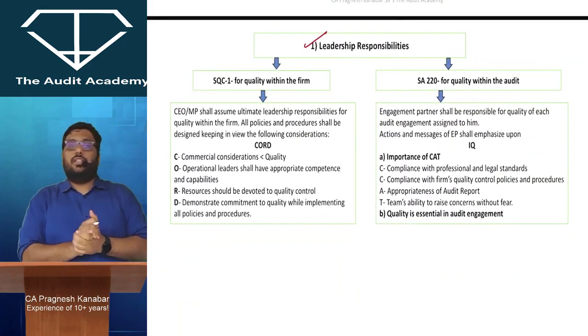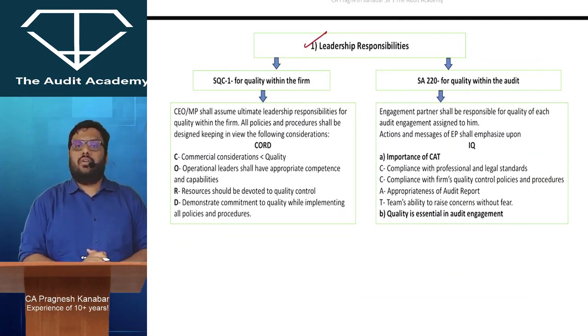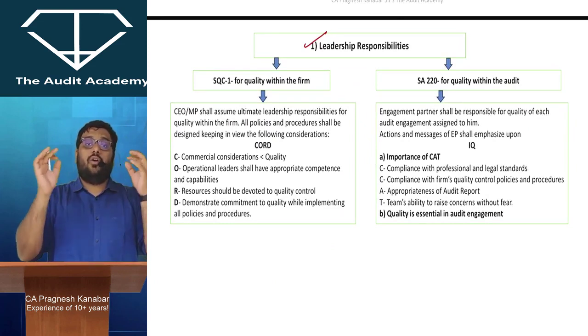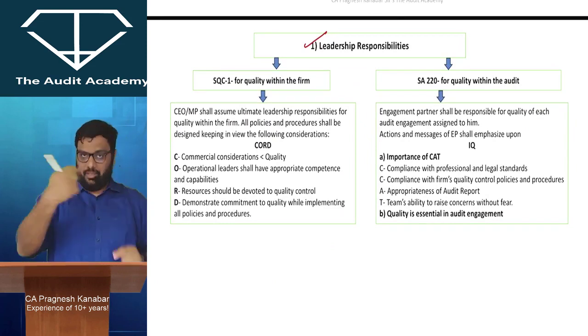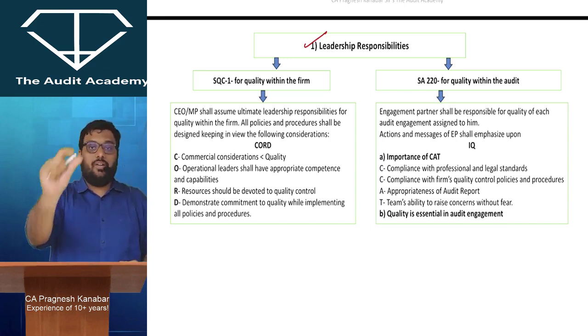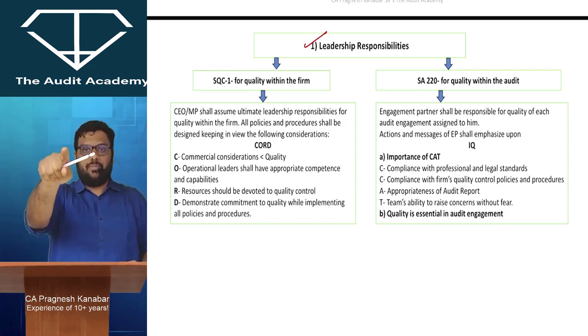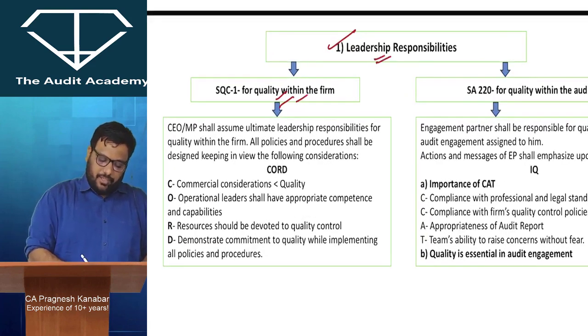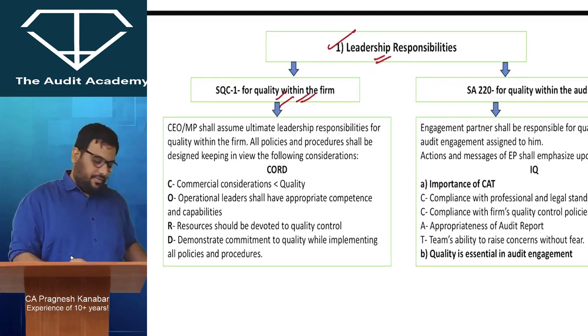First, the very first element that comes on your screen is leadership responsibility. Who will be the leader for quality of the overall firm? CEO, managing partner. Who will be the leader of a particular audit engagement? Engagement partner. Look at this. SQC1: Leadership responsibilities for quality within the firm.